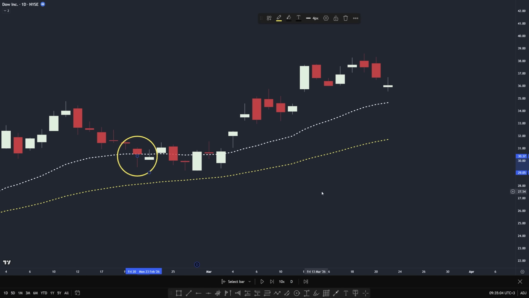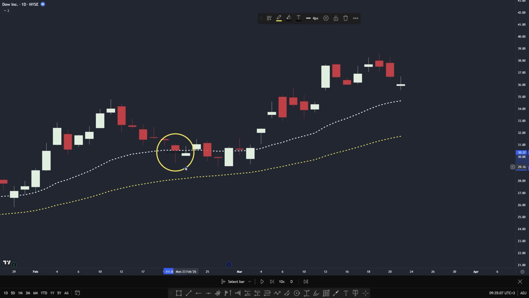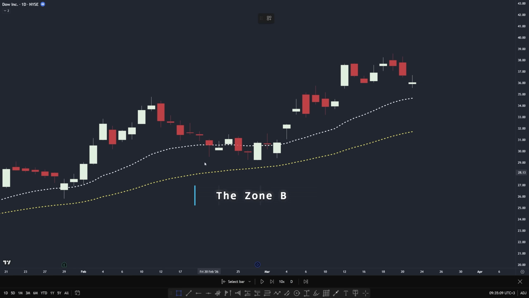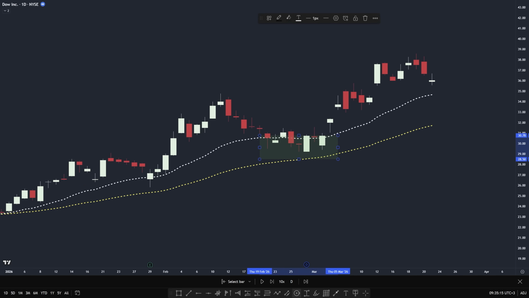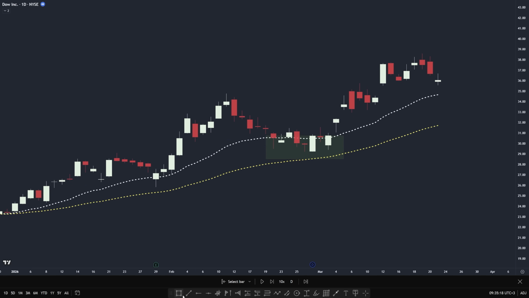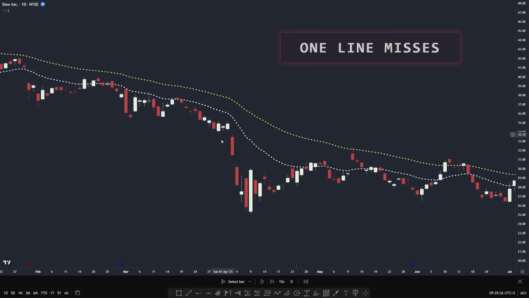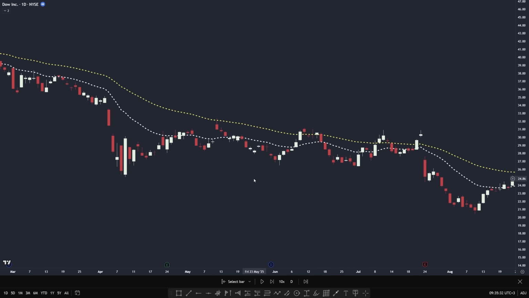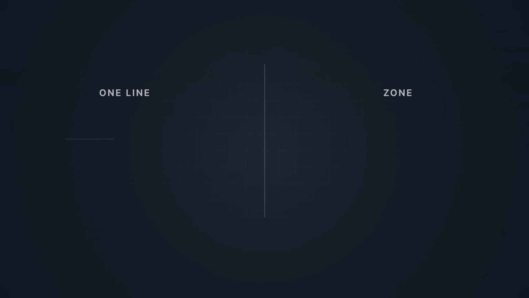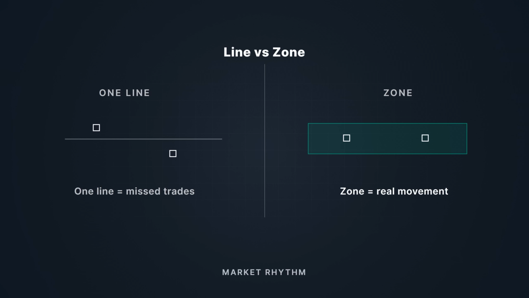So we need a pullback zone, not a random area, a defined zone. For our setup, the pullback zone is the area between the 20 and the 50. That is where price must pull back before we even care about an entry. Why a zone, you might ask? Because price rarely respects one perfect line. Sometimes it touches the 20 line and reacts. Sometimes it pushes deeper toward the 50. Sometimes it trades between both for a few candles before continuing. If you use one exact line, you will miss good trades and force bad ones. A zone matches how markets actually move.